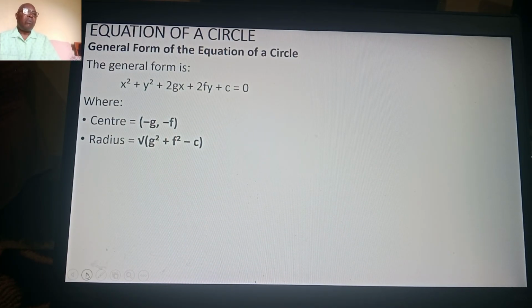And the general form of the equation of a circle is x squared plus y squared plus 2gx plus 2fy plus c is equal to 0, where the center is negative g, negative f, and the radius is the square root of g squared plus f squared minus c.